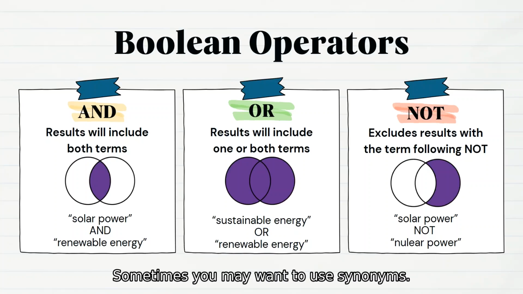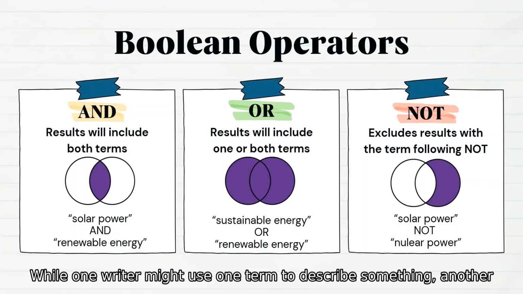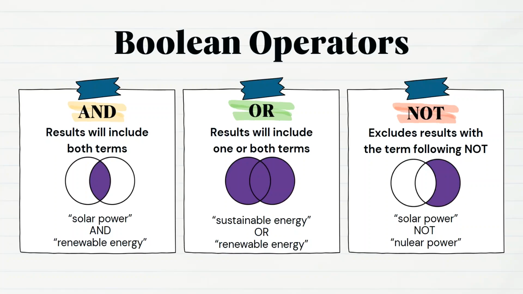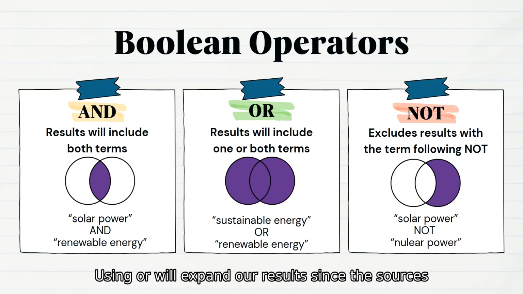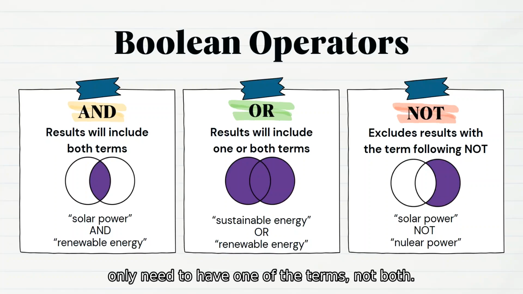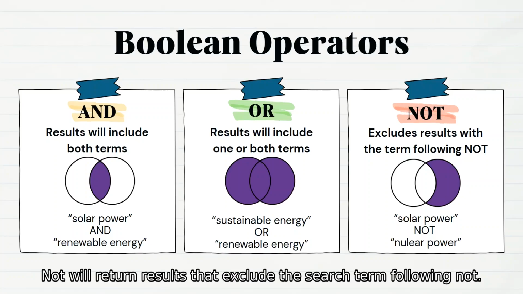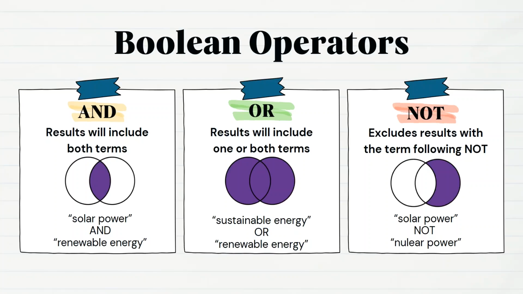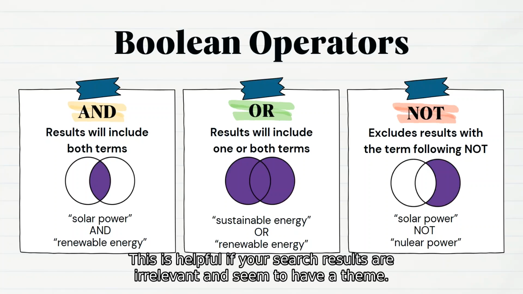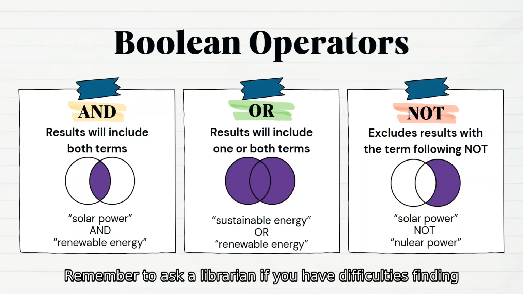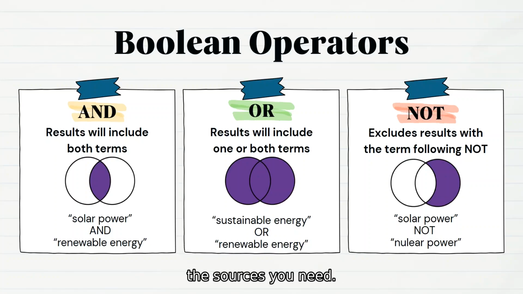Sometimes you may want to use synonyms. While one writer might use one term to describe something, another might prefer another term. In our example, we would search for sustainable energy or renewable energy. Using or will expand our results since the sources only need to have one of the terms, not both. Not will return results that exclude the search term following not. This is helpful if your search results are irrelevant and seem to have a theme. Remember to ask a librarian if you have difficulties finding the sources you need.